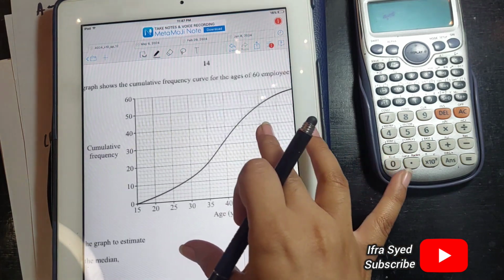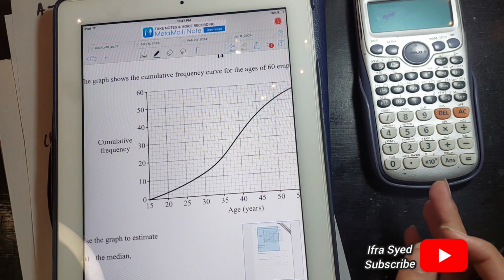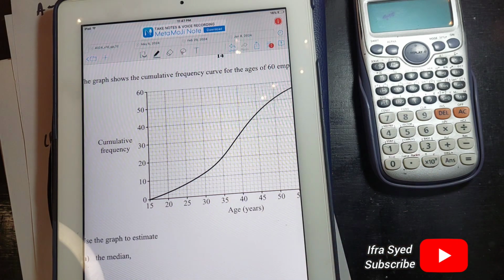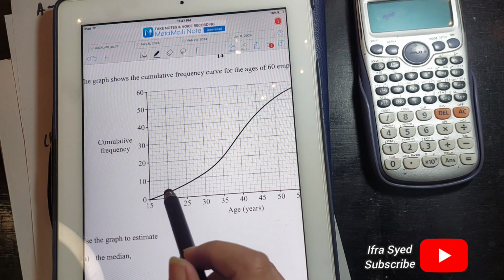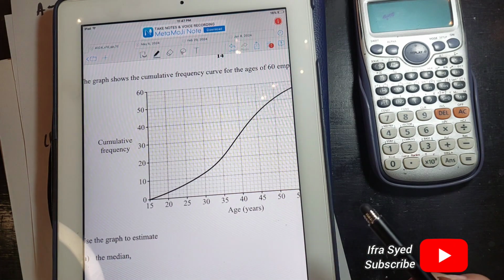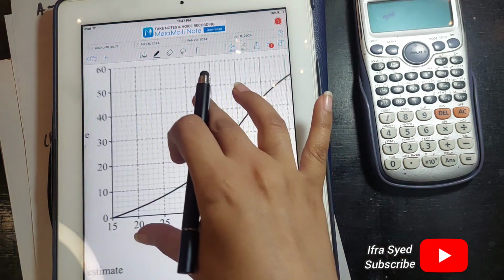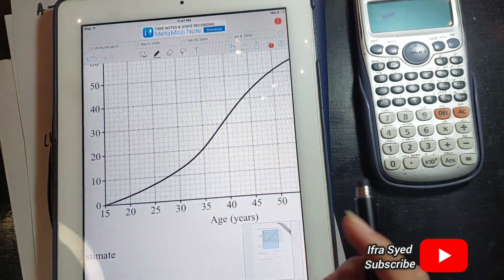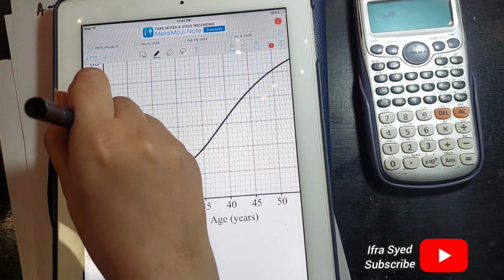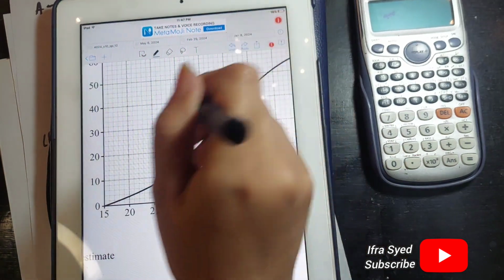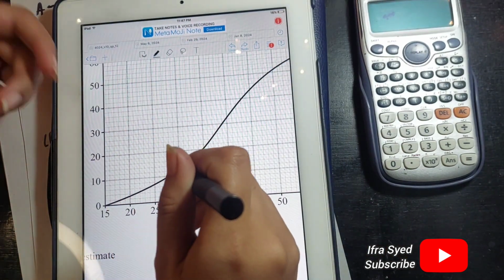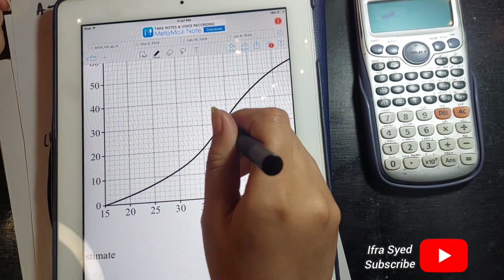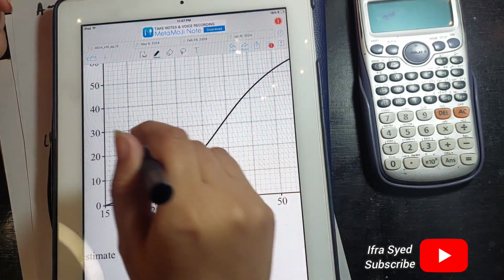So median is basically the middle of any data. That's why we can easily find its median by dividing the value of its cumulative frequency by 2, and when we divide 60 by 2 we get our answer, 30. That's why I'm using cumulative frequency to find the value of median. So I'm drawing a line from this cumulative frequency, and we will get its age by using this graph line.